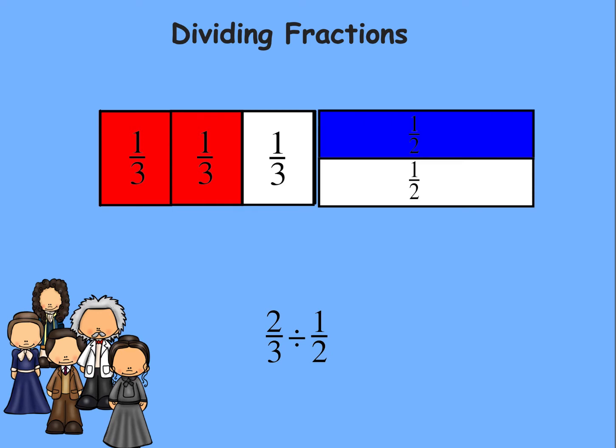So here we're modeling the problem 2/3 divided by 1/2. On the left, we have 2/3 represented by the red boxes because we have 2 out of 3. On the right, we have 1/2. So blue is half, and then we have half that we don't have. So what we're going to do is take each and cut it into the other part. So we're going to take the box that's cut into thirds and we're going to divide it into 2 parts.